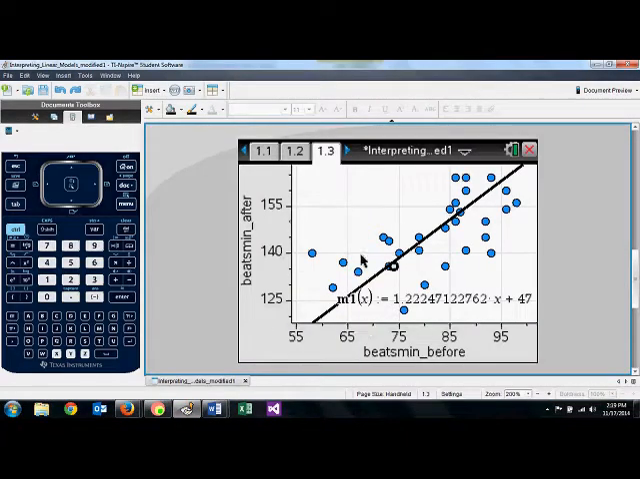Once you've set up your graph to include the x-axis as beats per minute before exercising, and the y-axis as beats per minute after exercising, and then you created your line of best fit, by clicking on that line of best fit, we're given an equation. I don't want you to copy my equation. I want you to simply have whatever equation you found by moving this line around and getting what you think would be the best line to represent the trend of this data.